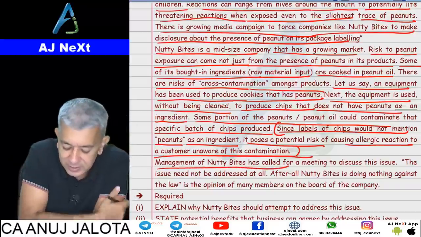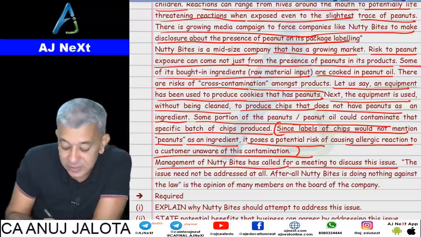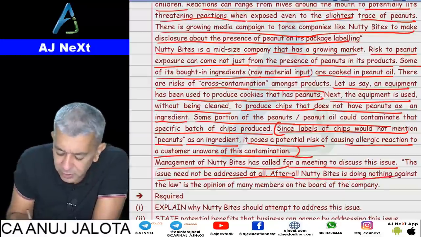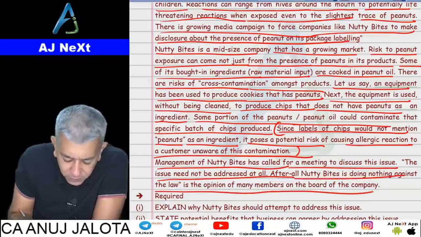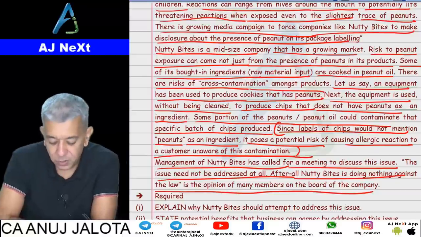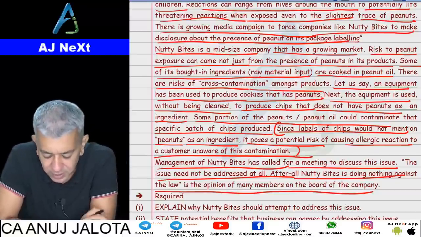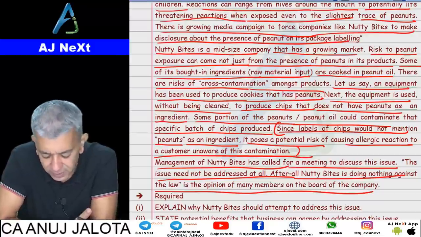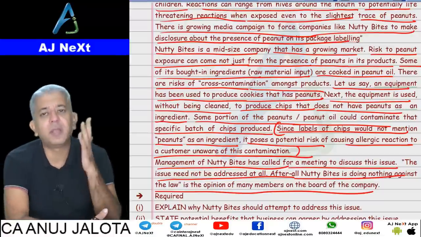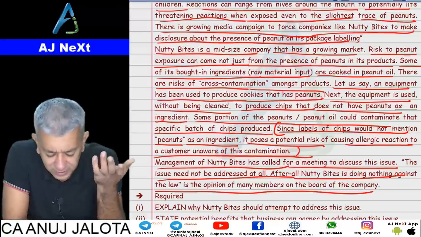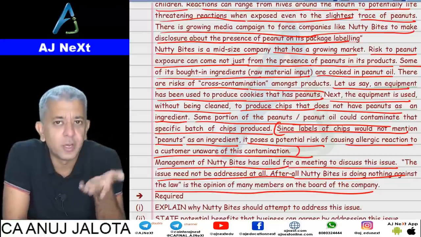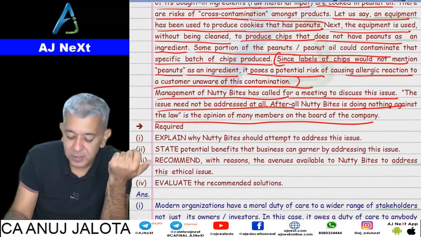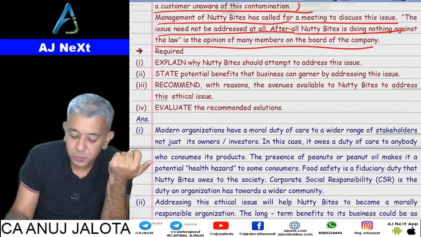Further. Management of Nutty Bites have called for a meeting to discuss this issue. The issue need not be addressed at all. After all, Nutty Bites is doing nothing against the law, is the opinion of many members on the board of the company. So Nutty Bites in this case has called for a meeting, but many members say that we need not address this particular issue because whatever might happen, we are not against the law in doing all these things. Okay. Explain why Nutty Bites should attempt to address this issue.